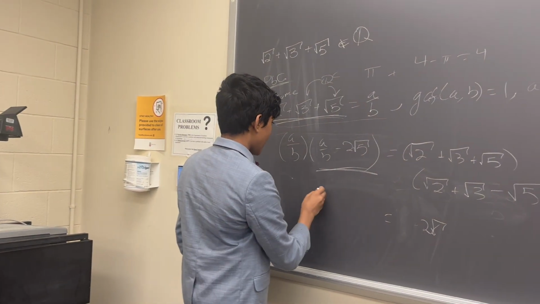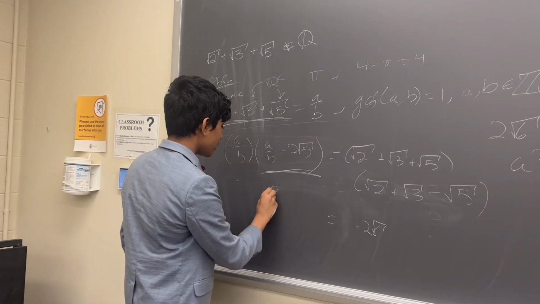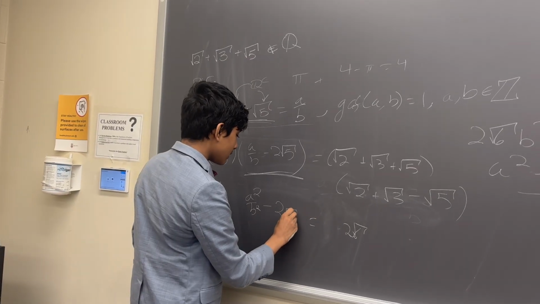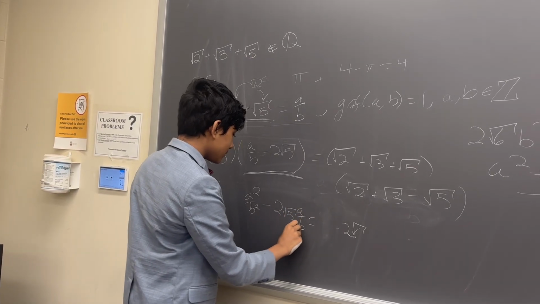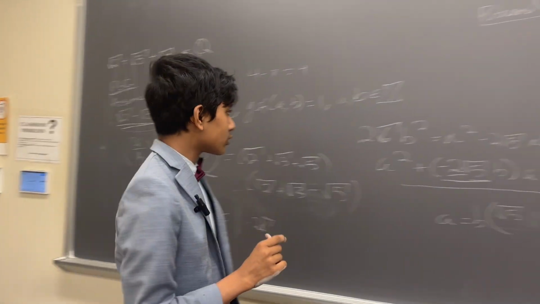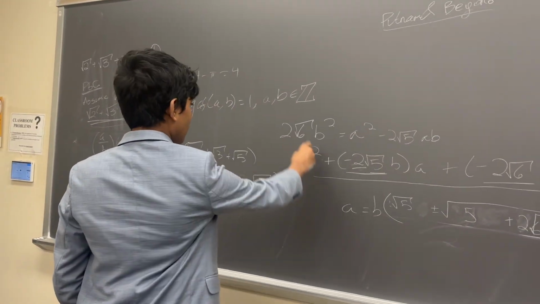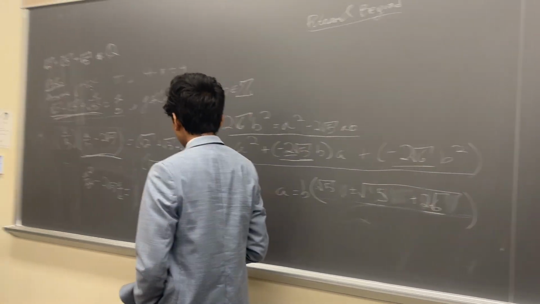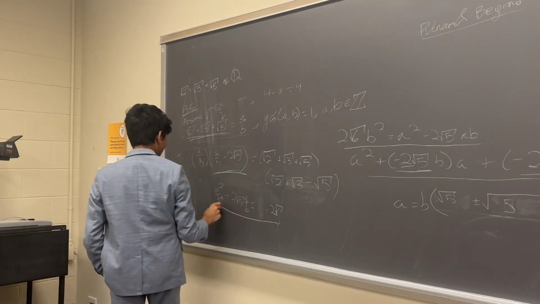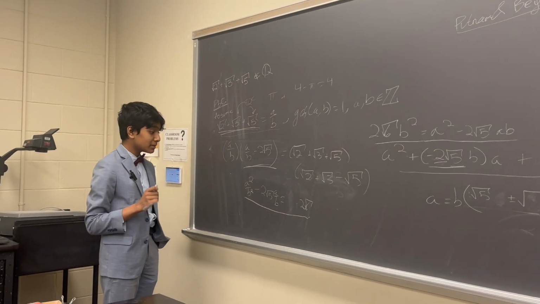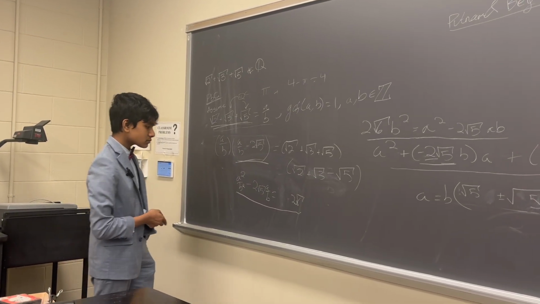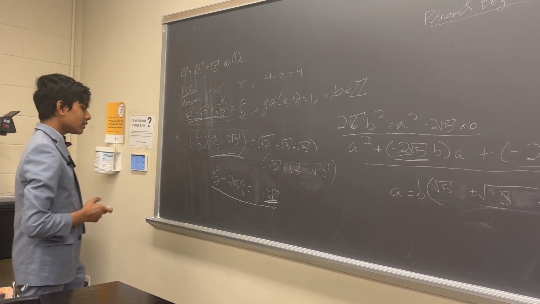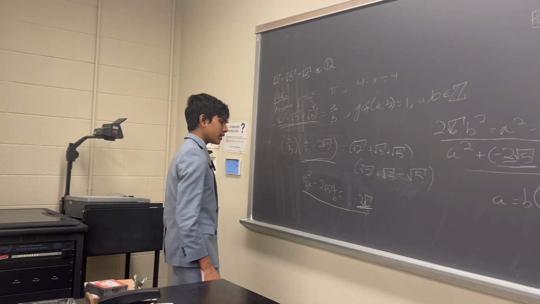Well, you get a squared over b squared minus 2 rad 5 a over b. Now, it might look like we're just retracing our steps from the 2 rad 6 b squared is equal to a squared minus 2 rad 5 ab, but I think we can actually pull off something a little bit deeper than that here. So, this is irrational. Wait, so how can we use that to justify?